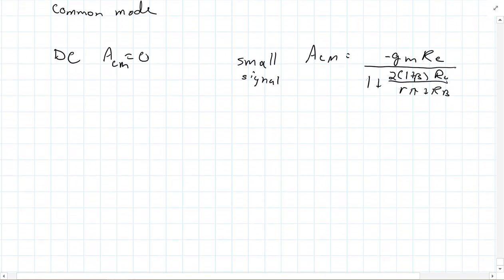Okay, now the last thing we're going to talk about in this lesson, and then in the next lesson we'll go through an example, is the common mode rejection ratio.